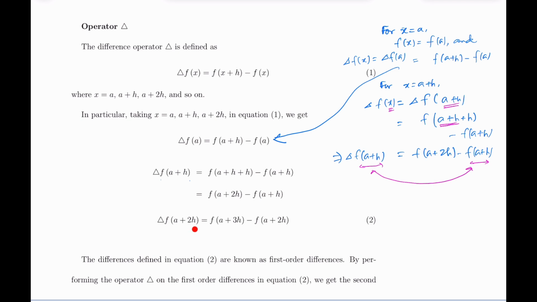Similarly, Δf(a+2h) can be written as f(a+3h) − f(a+2h). How can you write this? See here. This is f(a+h). Clear? Here also we have f(a+h). So what is written here is here. Okay? And the term within the bracket is f(a+2h). It is here a+h and this is a+2h. So if this is a+2h, then this will be a+2h and this will be a+3h. Clear?